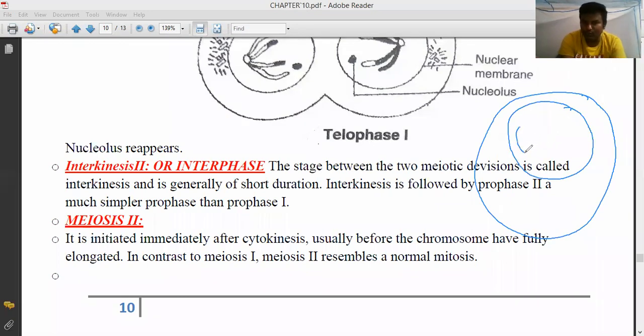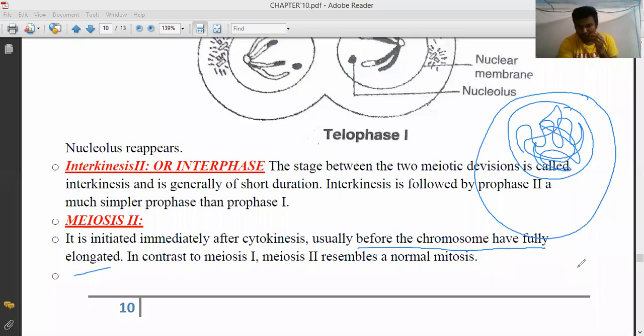Before starting meiosis II, the chromosomes are in chromatin-like structures, which means thread-like structures. These threads gradually turn into rod-like structures. So before the chromosomes have fully elongated, what does fully elongated mean? Like this, chromosome elongation starts.